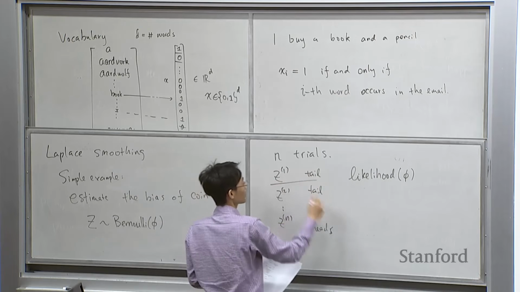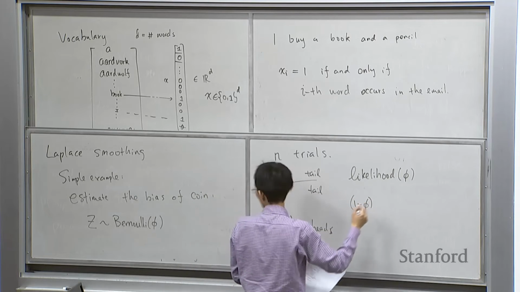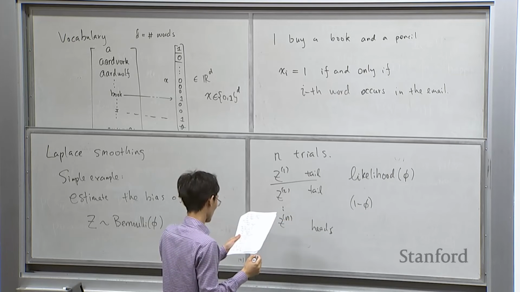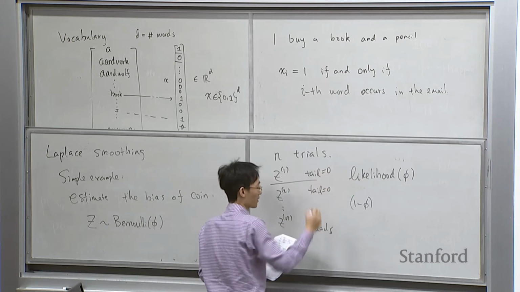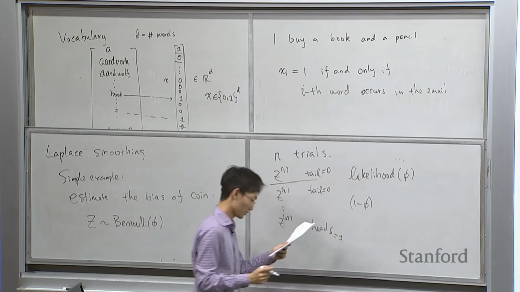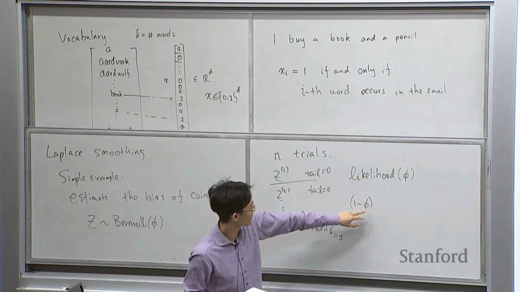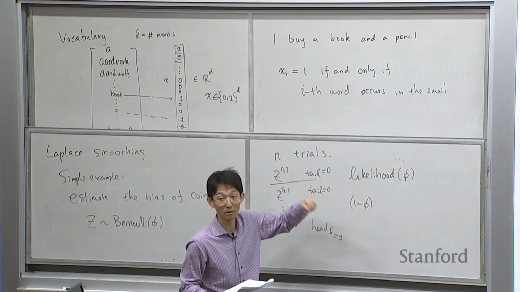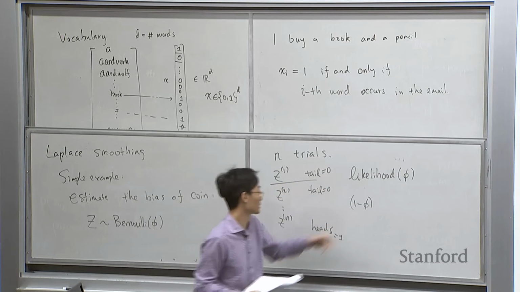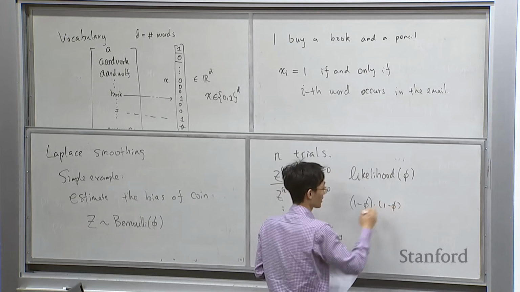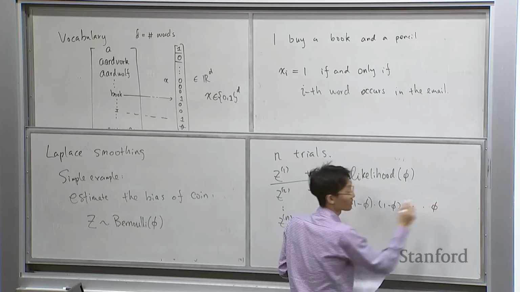So what's the chance to see this data set? The chance to see the first one is 1 minus phi. I need to define what tail means: tail means 0, let's say, and head means 1. So the probability to see 1 is phi, and the probability to see 0 is 1 minus phi. That's why the probability to see the first example is 1 minus phi, and then you multiply by 1 minus phi for the second example, and you multiply a bunch, and then you multiply phi at the end. This is the likelihood.